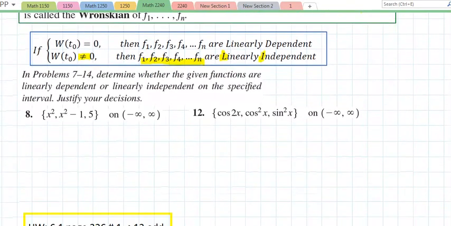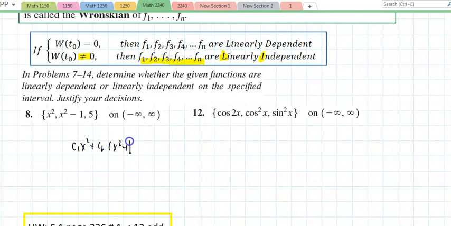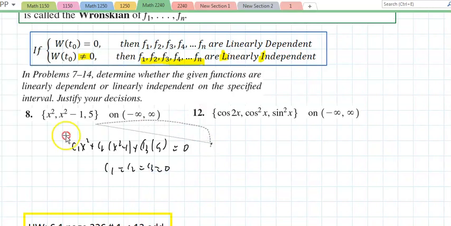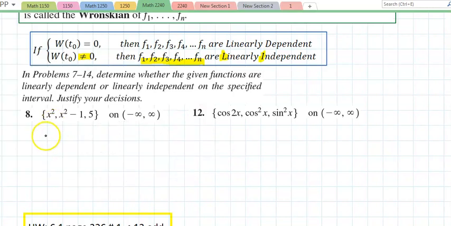And here we are. I have two problems for you. It says determine whether the given functions are linearly dependent or linearly independent. Well, the best way to do this, I mean, of course, you are welcome to say c1 times x squared plus c2 times x squared minus 1 plus c3 times 5 equals 0, and see if c1 equals c2 equals c3 equals 0. That'll work, right? Or simply the Wronskian, and I'm going to give you a secret about the Wronskian, by the way.